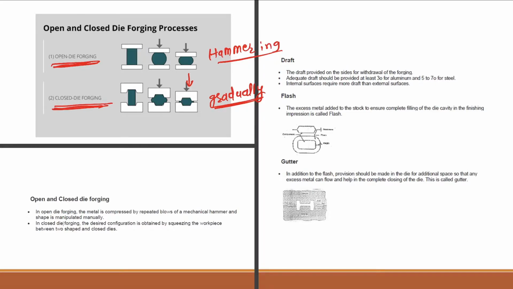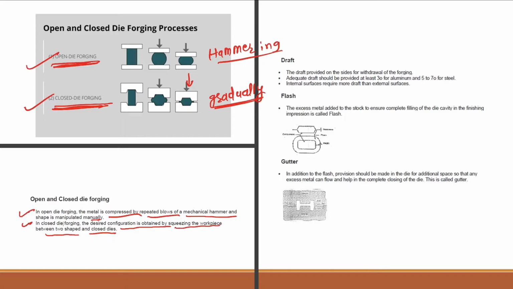So here you can see in open die forging the metal is compressed by repeated blows of a mechanical hammer and the shape is manipulated manually. But in closed die forging the desired configuration is obtained by squeezing the workpiece between two shaped closed dies, as you can see here in these two diagrams.